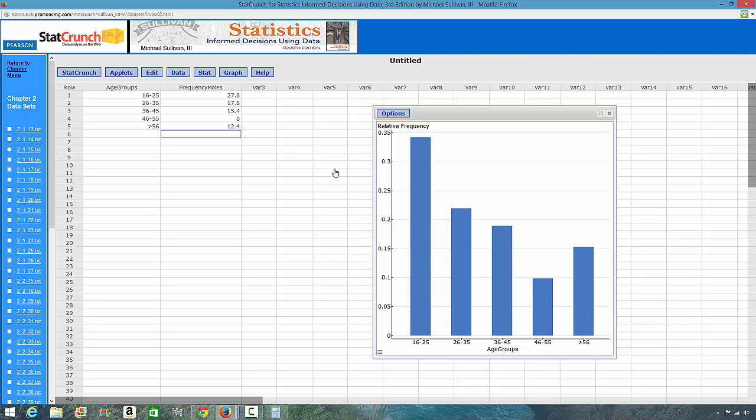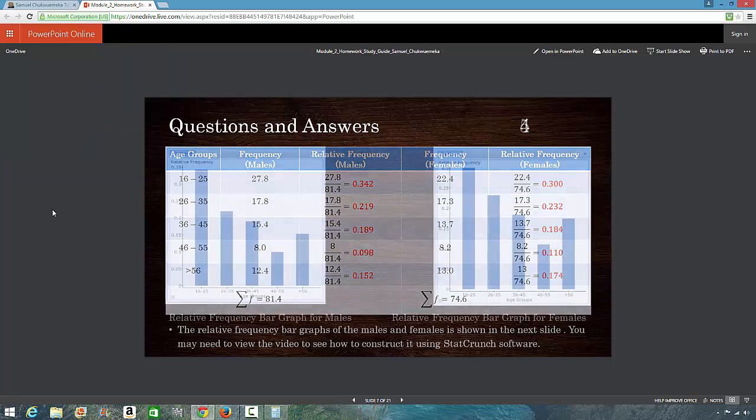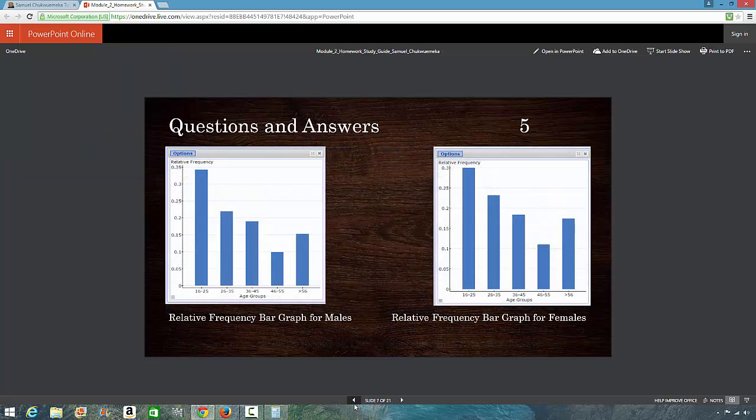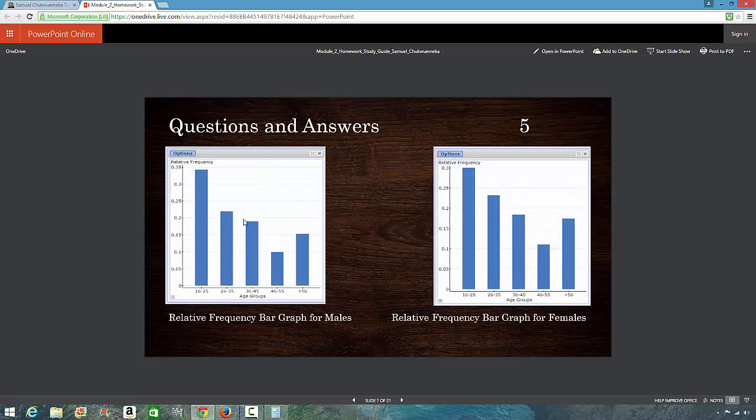I would not want you to just do an easy way like this and then go and relax. You will need to know how to use your calculator to add it up and then compute the relative frequency. I'm not monitoring you, but this is just a suggestion. So when you do that, you have it like this: relative frequency, age groups. This is for males and this is for females.